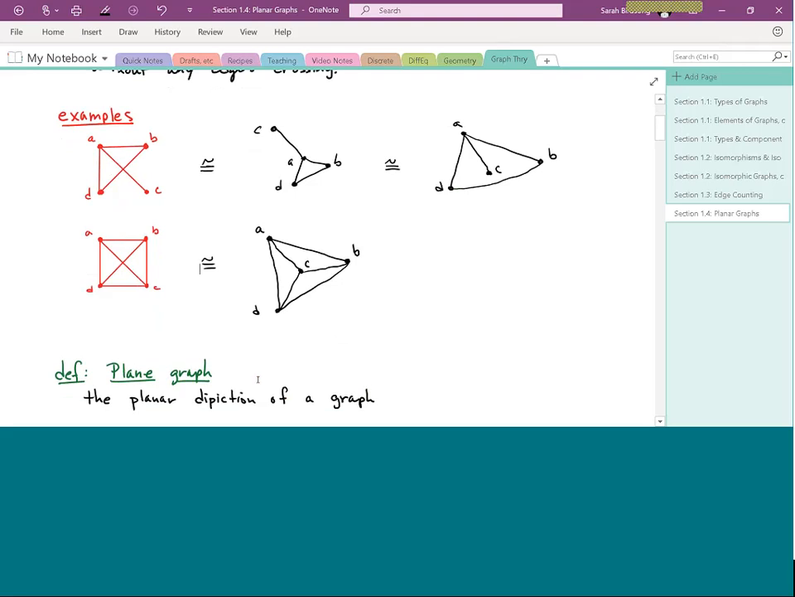So plane graph, notice it doesn't have the AR on the end, it's just the plane part. This is when you've redrawn your graph so that there are no crossing edges. So actually, let me go ahead and write that in here. So this is the graph with no crossing edges.